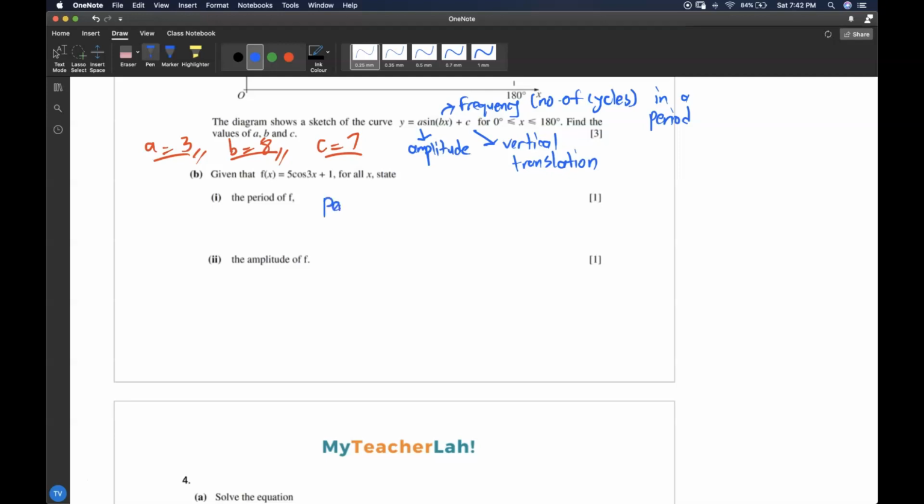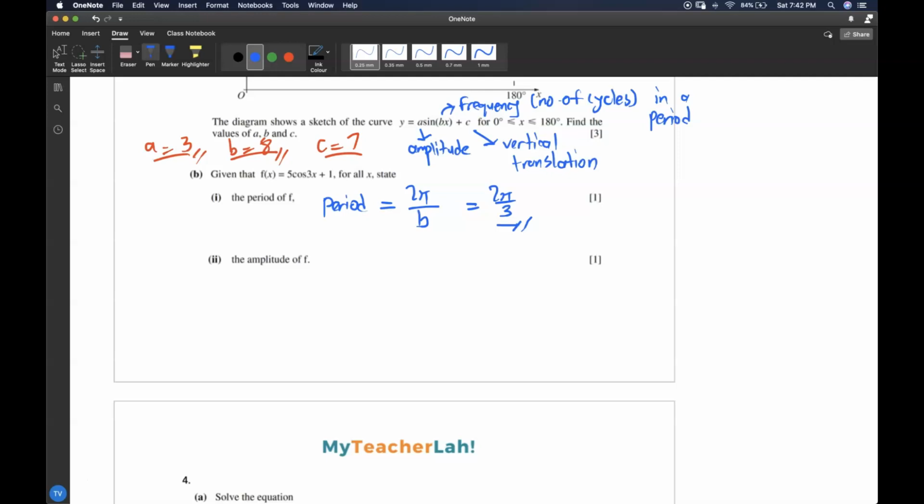So period is equivalent to 2 pi, the standard 2 pi period, divided by the number of cycles. So you will get a new period that is specific for this particular function. So in this case, our period for each cycle is 2 pi over 3. So that's your answer.